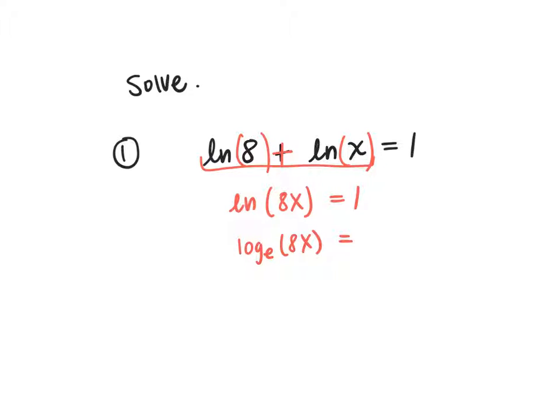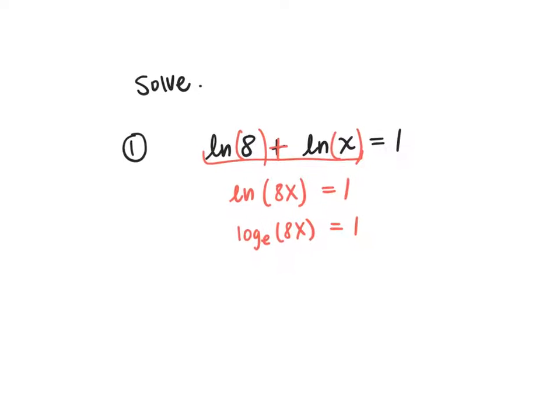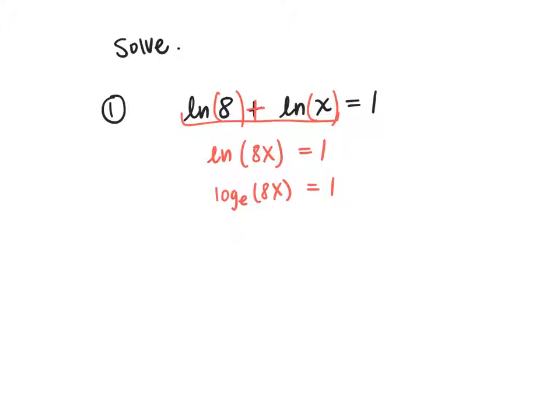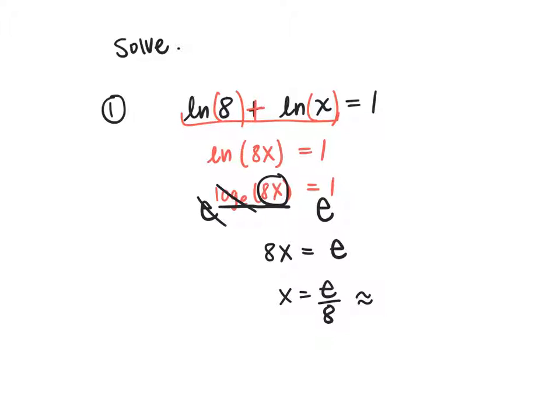So remember, ln is really log base e. You may need to write this step. You may not need to. It's up to you. If I want to undo the log so I can get this by itself, we need to exponentiate both the left-hand side and the right-hand side by the same base. So we would exponentiate by base e. These cancel out and we get 8x equals e to the 1, which is just e, and x equals e over 8.